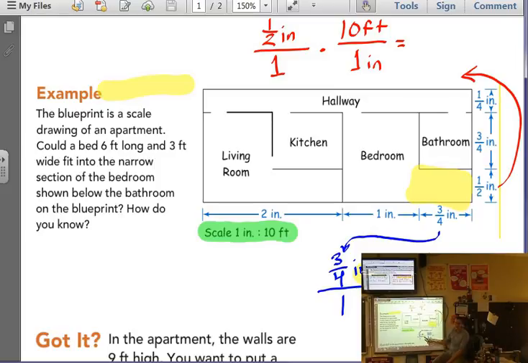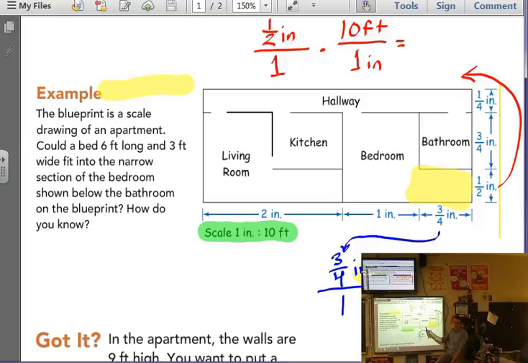So here's the tricky part that I think is confusing some of you. Now I have inches on top and inches on bottom, but this is not a proportion. This is me converting a single value. It's not a fraction equal to a fraction. It's a fraction multiplied by a fraction.